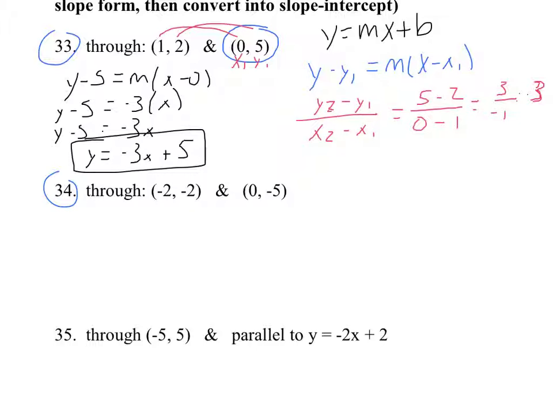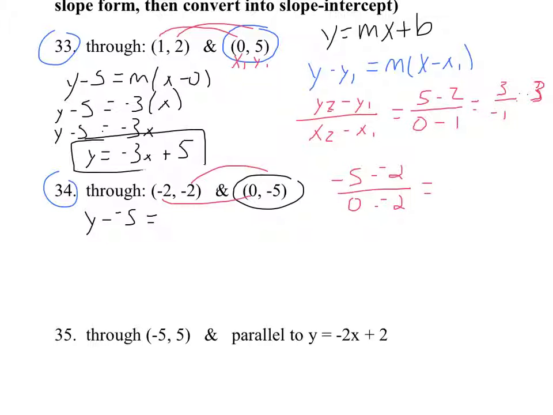The next one, same situation. I'm going to plug in a point, and again I'm just going to choose arbitrarily. Actually, you know what? I'm not going to use that one. I'm going to choose this one. So y minus a negative 5 equals, I don't know slopes, let's figure that out right now. Negative 5 minus a negative 2 over 0 minus a negative 2, that's these two. So this becomes plus, so negative 5 plus 2 is a negative 3. This becomes plus, so we have a positive 2. So negative 3/2.